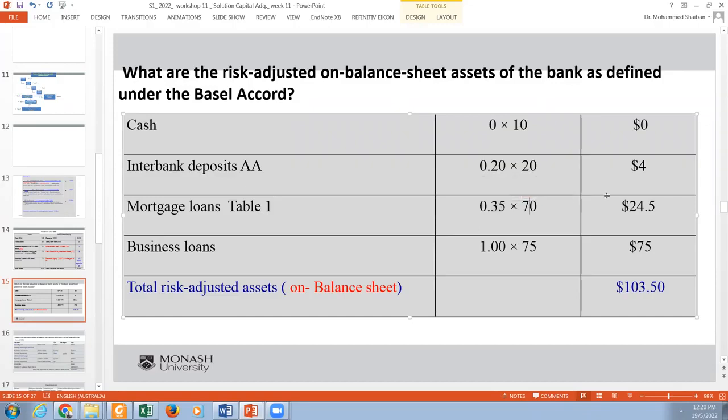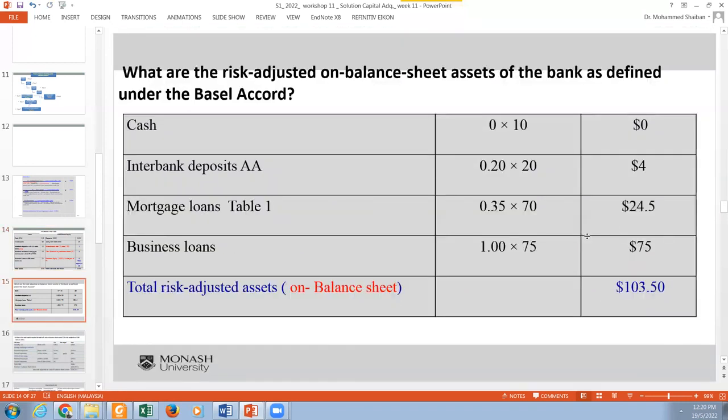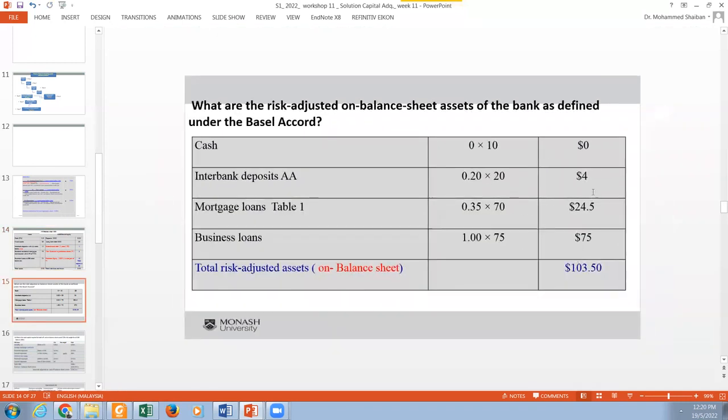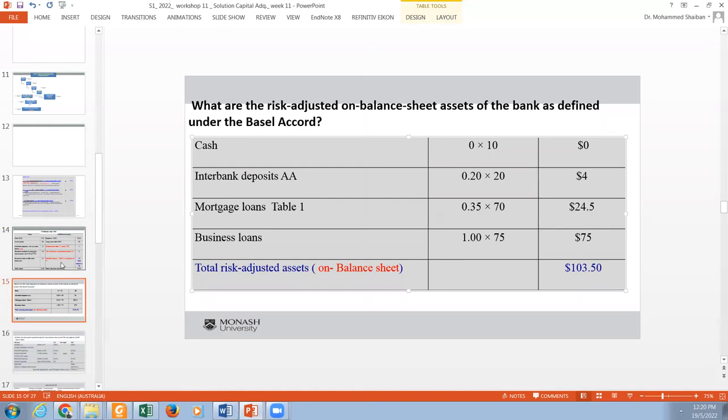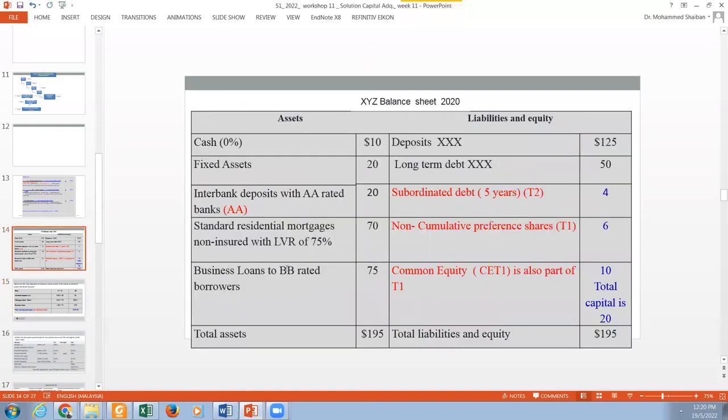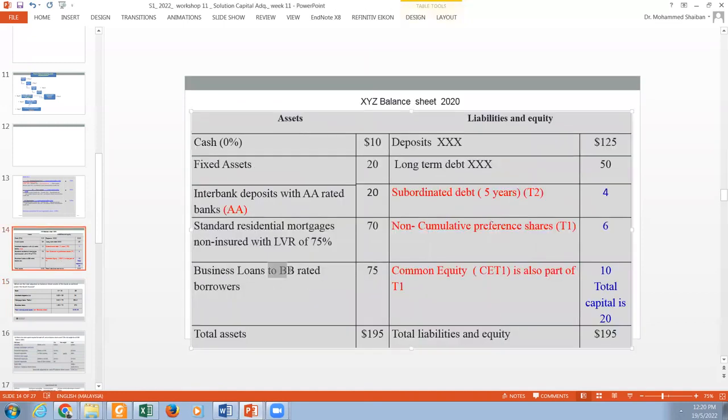Time the asset. So this is the equivalence, the risk-weighted assets, because I'm calculating now the risk-weighted assets. This is the risk-weighted assets. And then we have the business loans, which is 100. You can see it here. Business loans, it's BB, and it's 75.